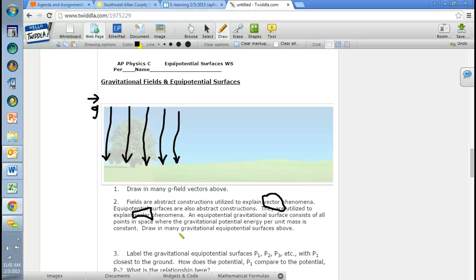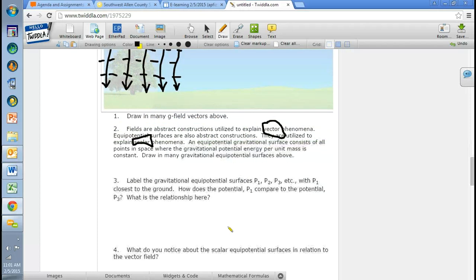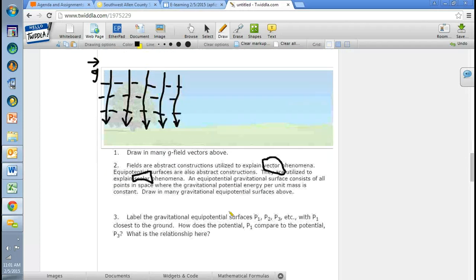Horizontal lines. Thank you very much, Puneet. So horizontal lines, and this is my best attempt at drawing a horizontal line there. I'm going to draw lots of them in, trying to do it equally spaced, doing the best I can. And there's another one. Then number 3 says to label the gravitational potential surfaces P1, P2, P3, and so on, with P1 closest to the ground. So this one here is P1, this is P2, this is P3, up here.